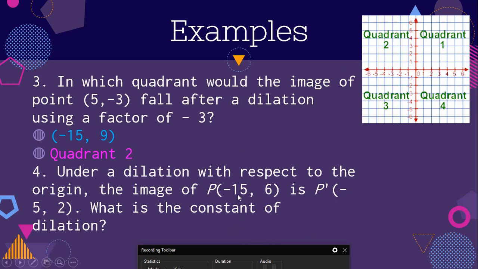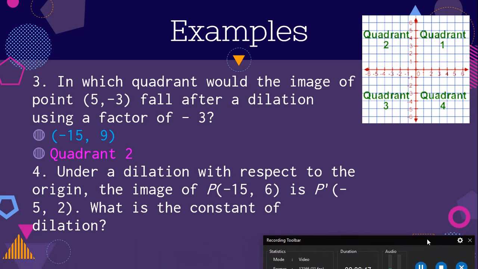We went from -15 to -5. Most of you are going to say that we divided by 3, and I agree with you. But the dilation rule is always a multiplication rule. So instead of saying divide by 3, we're going to say we actually multiplied by 1/3. So keep that in mind when you see problems like this.